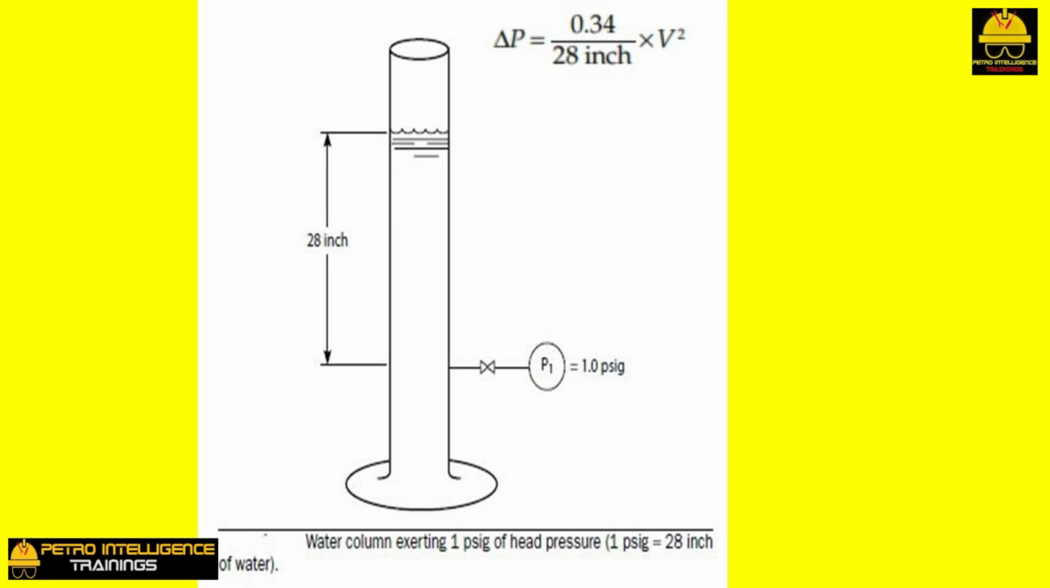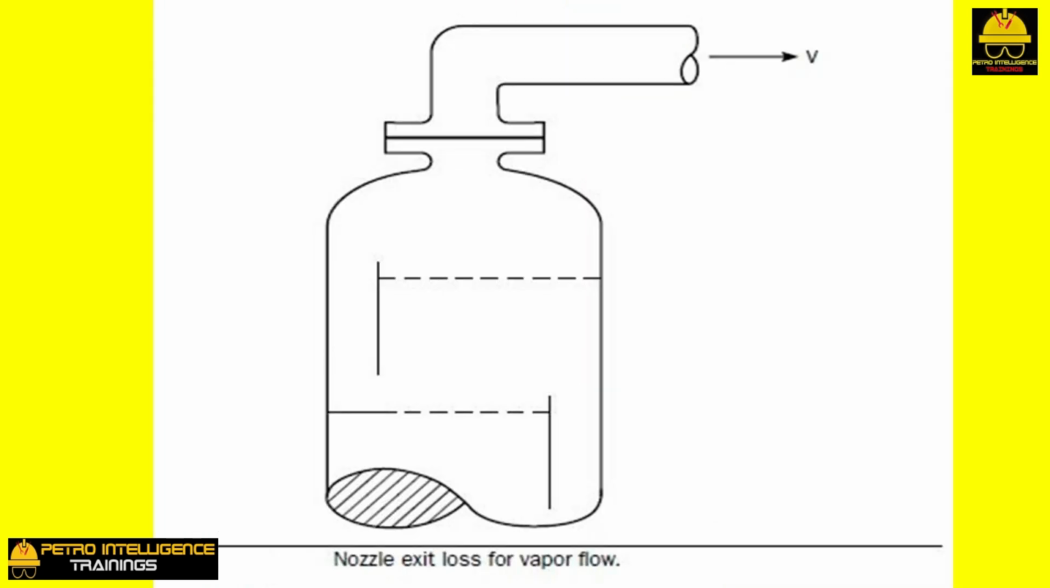But perhaps we have gasoline flowing through the hole. The density of water is 62 pounds per cubic feet. The density of gasoline is 40 pounds per cubic feet. Since the weight, or pressure head, of a column of fluid is proportional to its density, we calculate delta P equals 0.34 divided by 28-inch times 40 divided by 62 times V squared. Again, delta P is the pressure drop, in psi, of the gasoline escaping through a hole in the bucket.